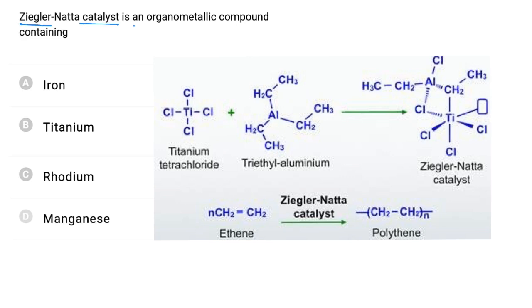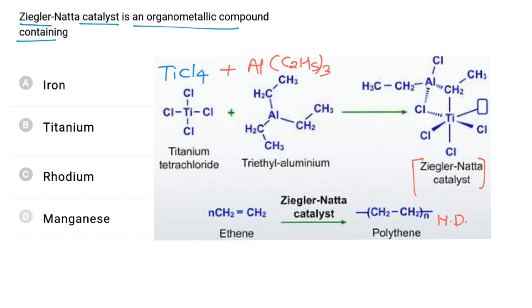Ziegler-Natta catalyst is an organometallic compound containing... Ziegler-Natta catalyst contains titanium tetrachloride, TiCl4, and triethyl aluminum, Al(C2H5)3. These two compounds combine to form Ziegler-Natta catalyst, which is used to prepare high density polyethylene, and hence it is a compound of titanium and aluminum, and the correct answer is B.